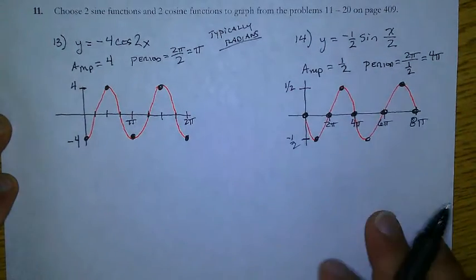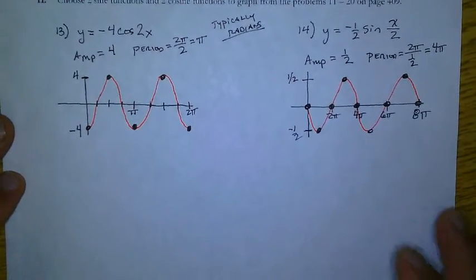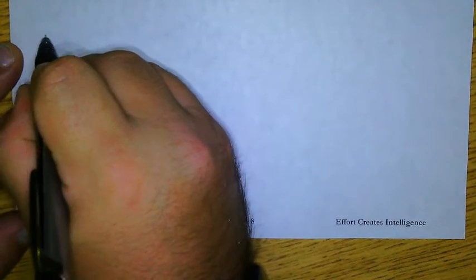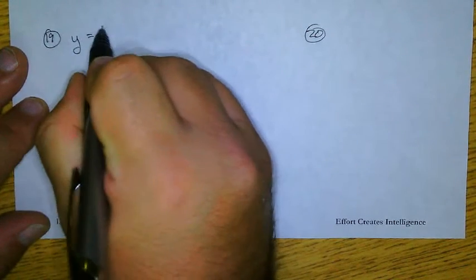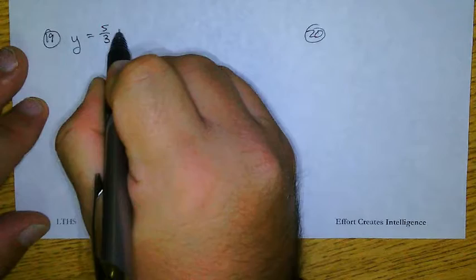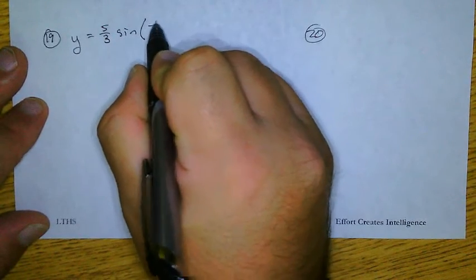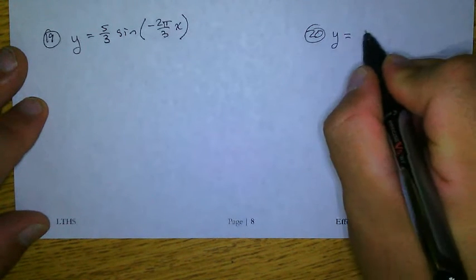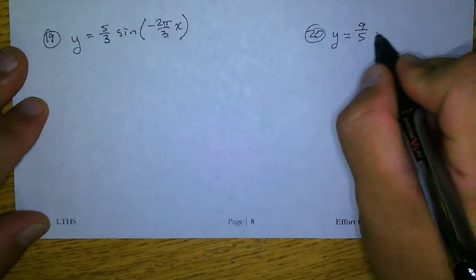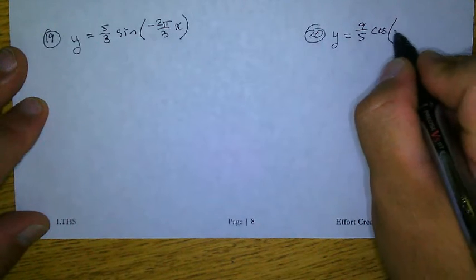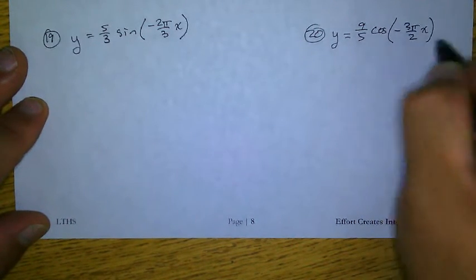Okay, having done 13 and 14, let's go on to do a couple more that may be a little bit more complicated, which is fine. We're going to do number 19 and number 20 next. Number 19, y equals 5/3 sine of negative 2 pi over 3 x. And number 20, y equals 9/5 cosine of negative 3 pi over 2 x.